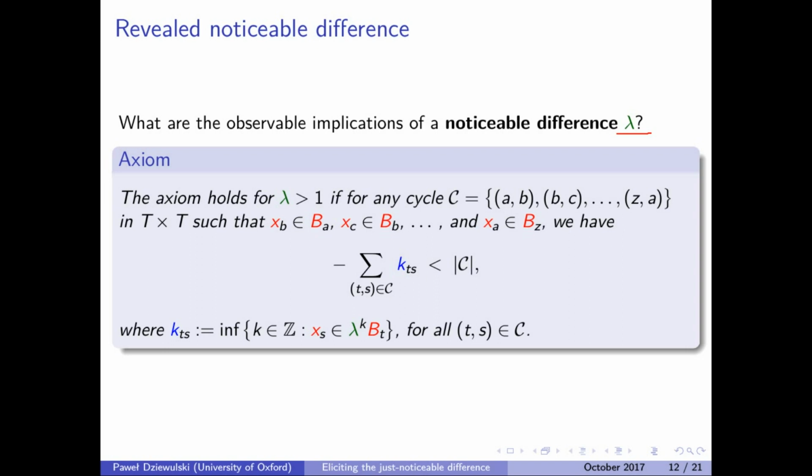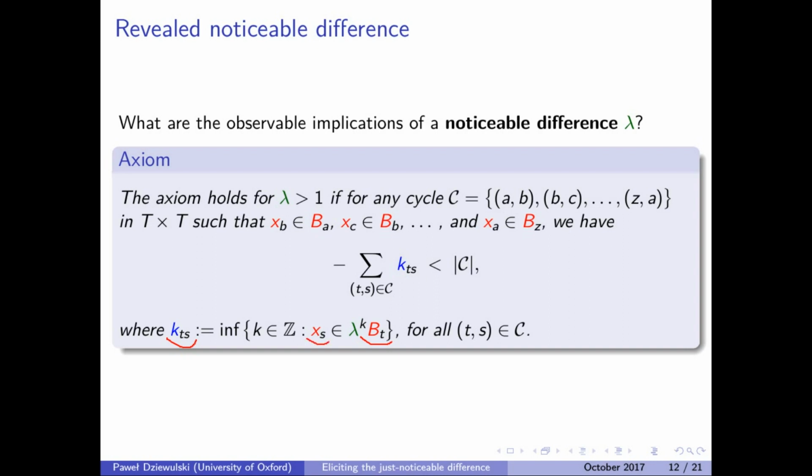My principal axiom states that a set of observations obeys the condition for lambda if for any cycle such that the choice in observation B was available in observation A, the choice in observation C was available in observation B, and so on, the sum of numbers KTS along the cycle does not exceed the total number of elements in the cycle, where the number KTS is the minimal integer k for which we can scale the budget set BT by lambda without excluding the bundle XS.